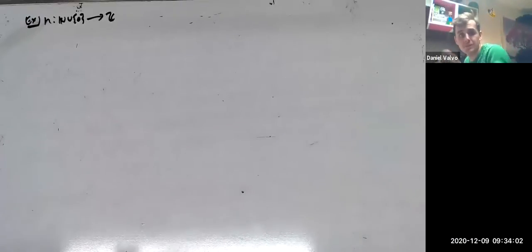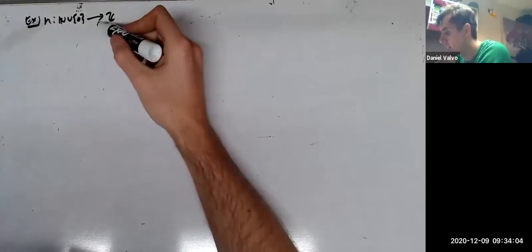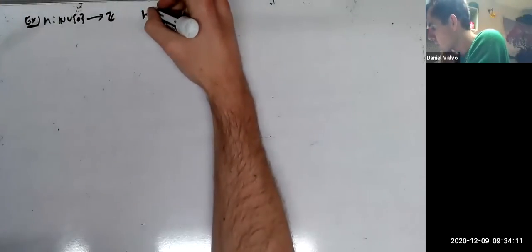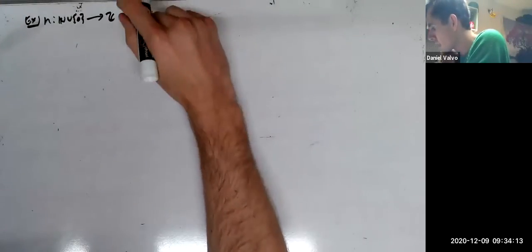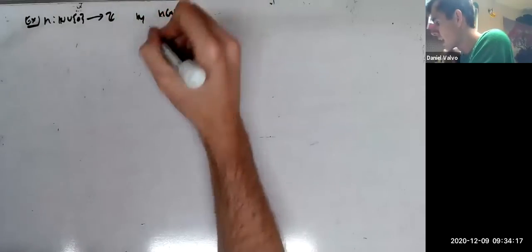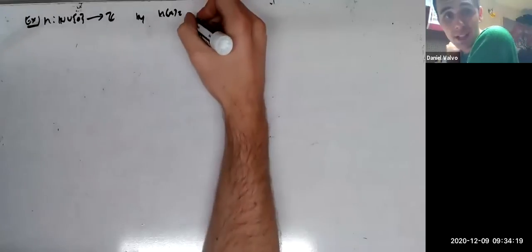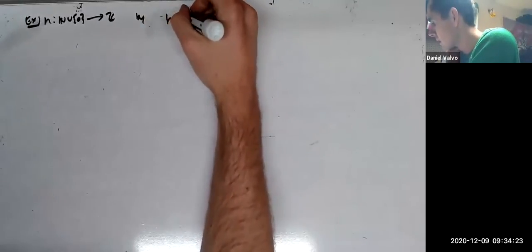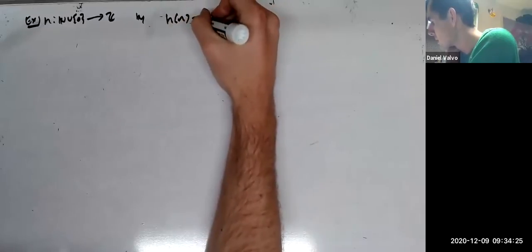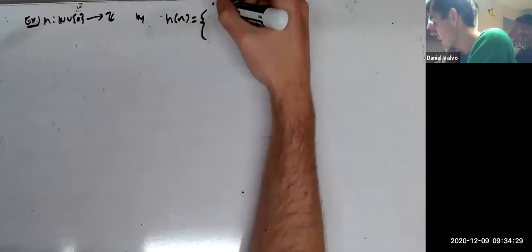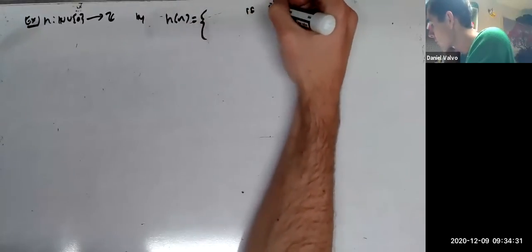Nice. So this is the domain and codomain of our function. What is our actual function? So we're going to define our function h by h of n is going to equal, and it's going to be a piecewise function. And here's where things get interesting. So remember, a piecewise function, what h does to n depends on what n is. And so we're going to have 3 cases.